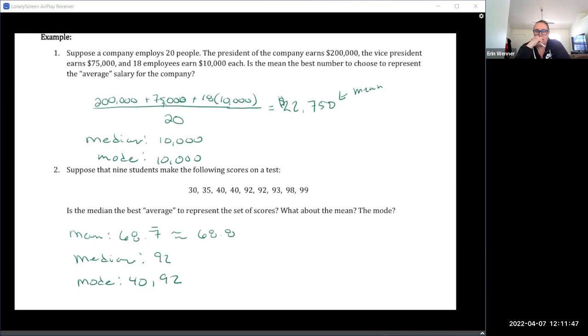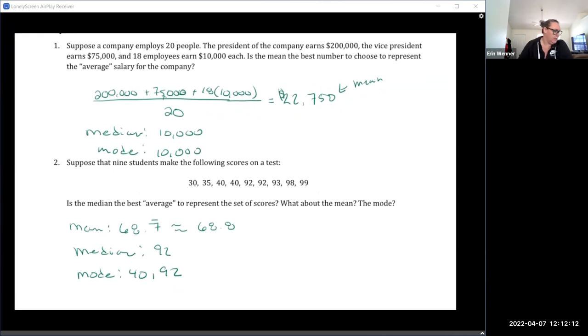And so really none of them are very good representations, because it's not showing how the class did as a whole. It's either they did super well or they failed, right? There's no in between. And so all 3 measures of central tendency are kind of misleading. The mean is kind of closest, but even then it's not great. So it's a rough one.